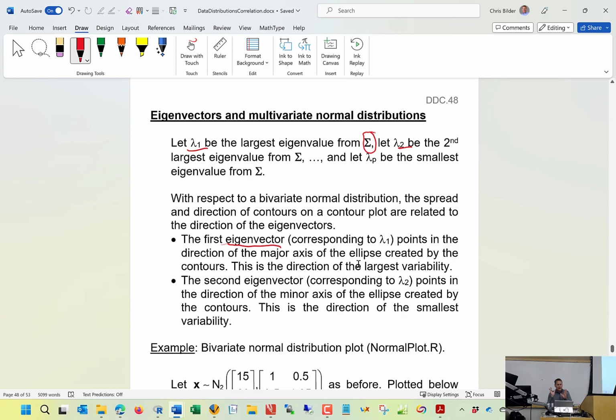Let's say that we have a bivariate normal distribution situation here. The first eigenvector will point in the direction of what's called the major axis of the ellipse. In other words, where the ellipse is most elongated or stretched out. The second eigenvector will point in the other direction, what's called the minor axis of the ellipse.